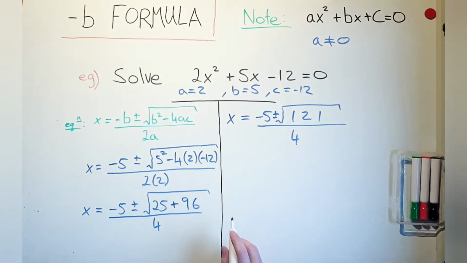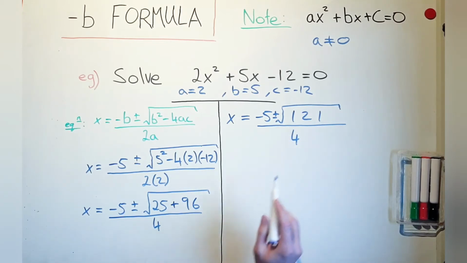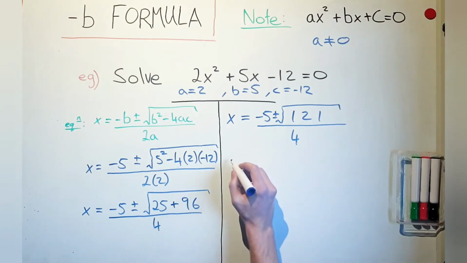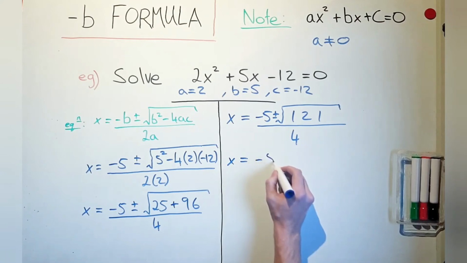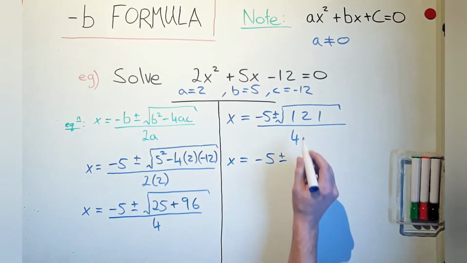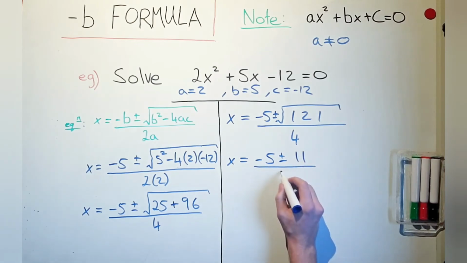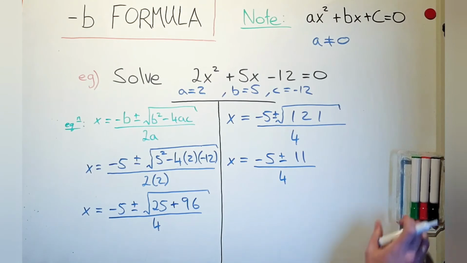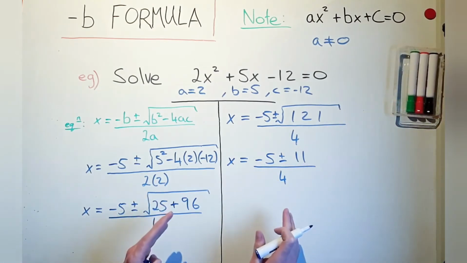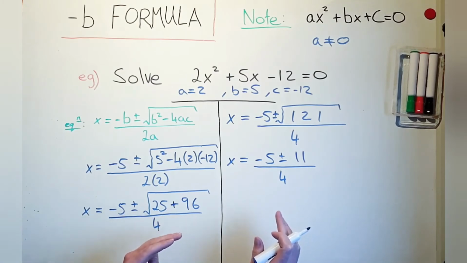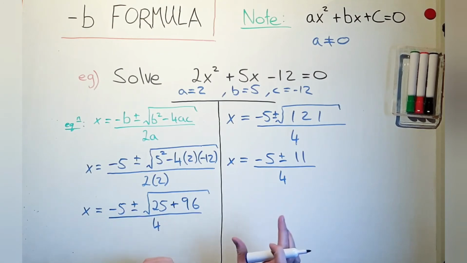Alright, so it might be nice to spot that we have a squared value in the square root, which is going to be nice because that means our next line is going to be a lot more simplified. So we have a plus or minus, the square root of 121 is 11. And again, it's all divided by 4. Okay, so now we've broken it down to as simple as we can get it, up until the point where we have to separate it into two different expressions.